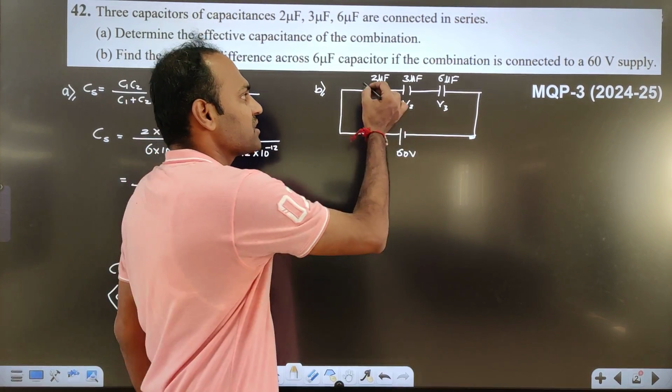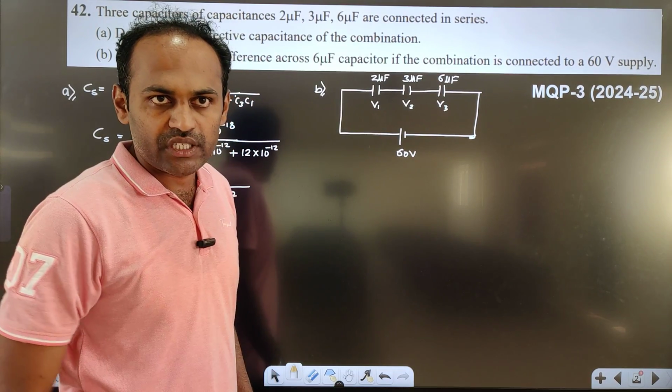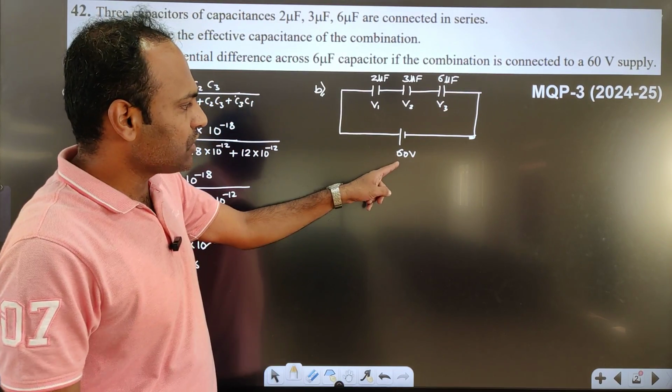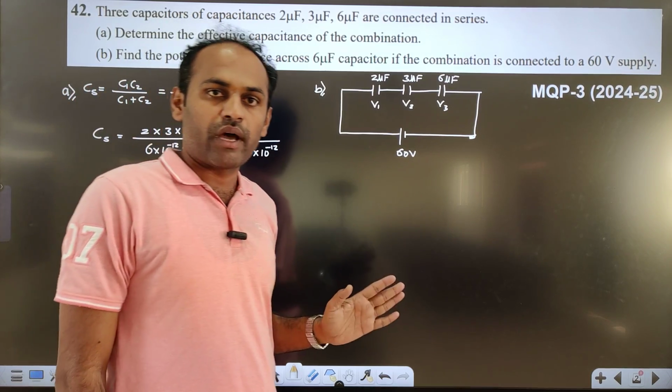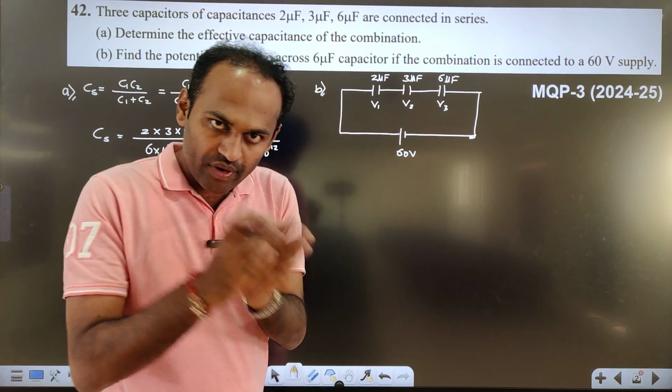In case if all capacitors were identical, then the 60 volt potential would have got divided into 20, 20 and 20.